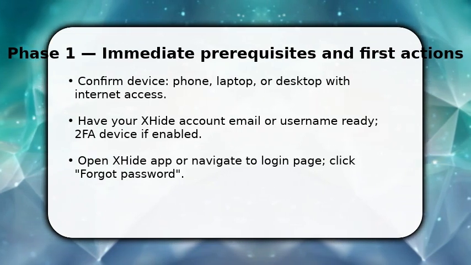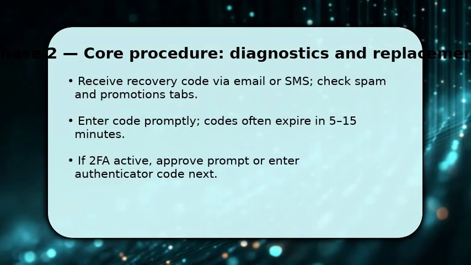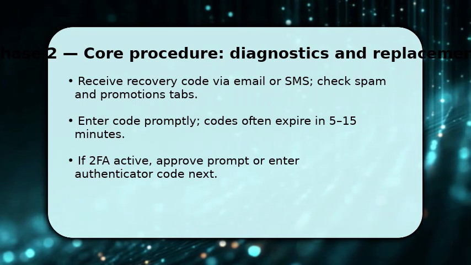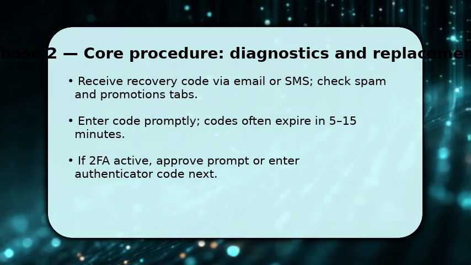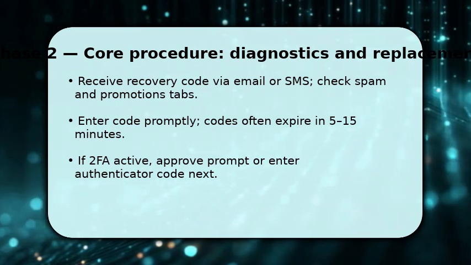Once you request a code, check your email inbox, spam, and promotions tabs, or open your SMS app. Codes typically arrive within seconds. Enter the recovery code into Xhide exactly as shown, because codes often expire in 5 to 15 minutes.